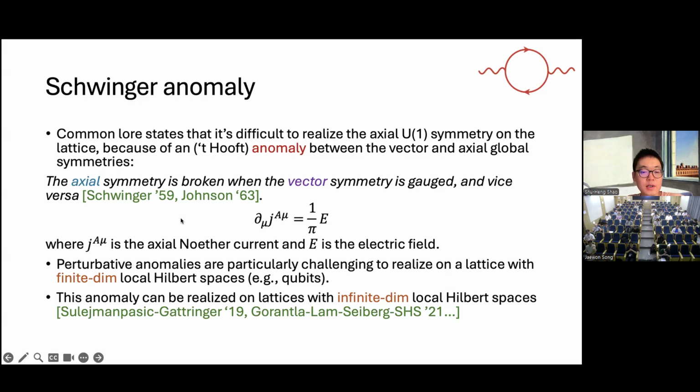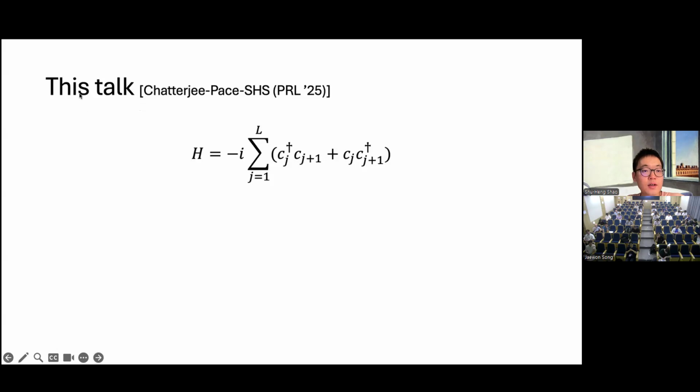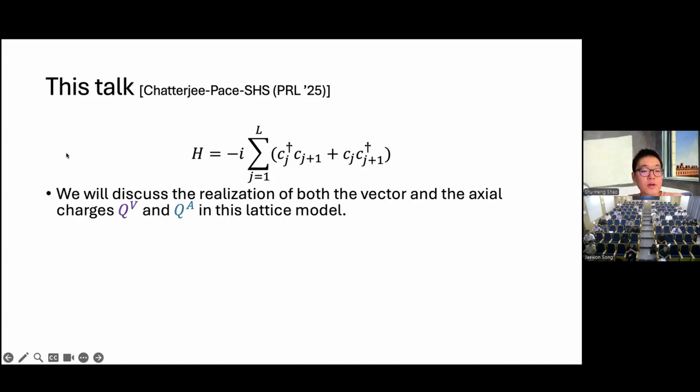All right. So in this talk, part one of this talk, which is based on the first paper that I cited at the beginning of the talk, we're going to discuss the realization of both the vector and the axial charges in this lattice model. So in the end, we will find two conserved charges, QV and QA. QV we already have, and the more subtle charge is QA.